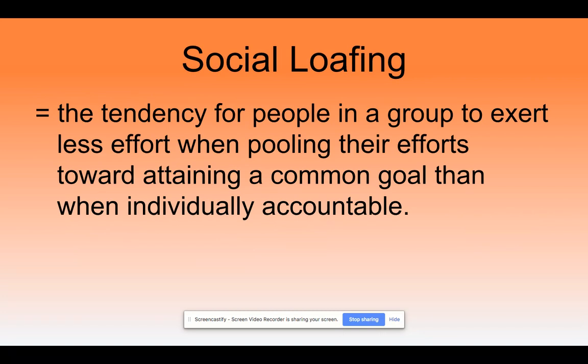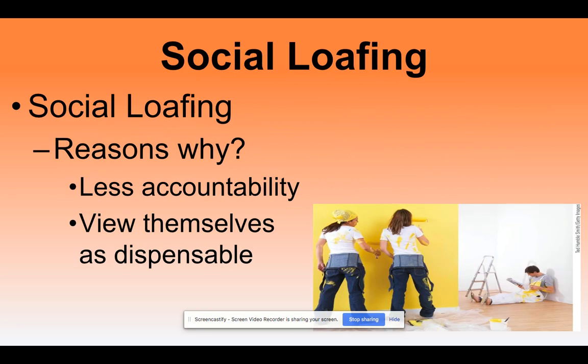So keep in mind that social loafing is the idea of exerting less effort when pooling a group's efforts together. Some examples of that: you saw the picture here where the 2 women are painting and the man is sitting on the floor reading the newspaper. And of course, you've done many projects in your school time where 2 or 3 of you have done a lot of the work and one person hasn't.